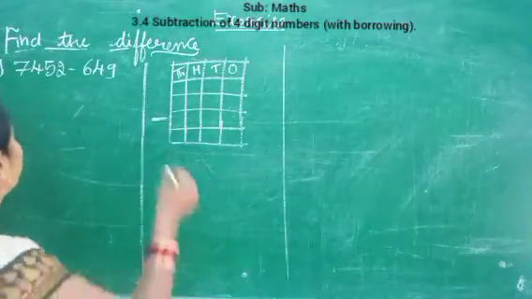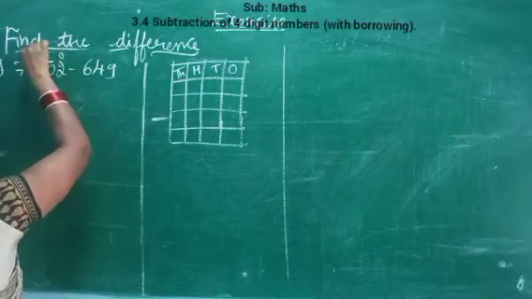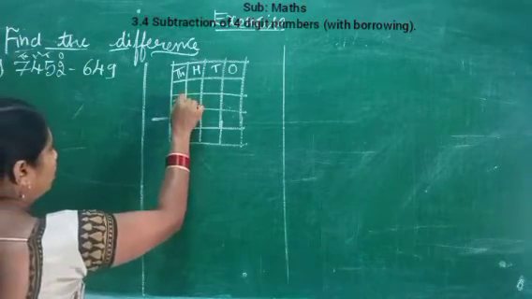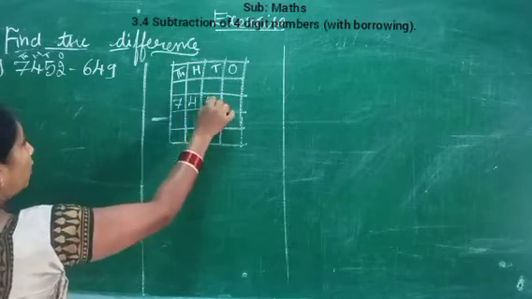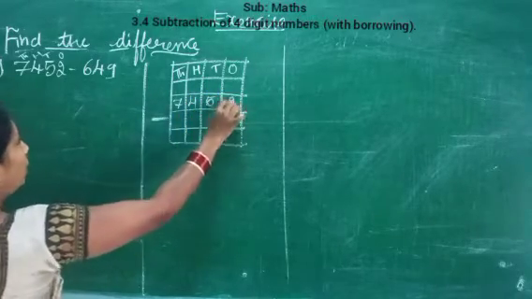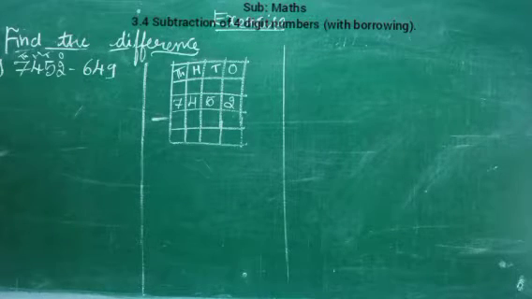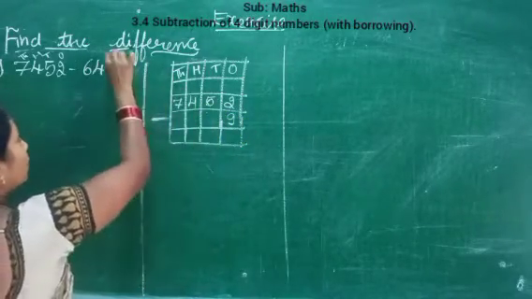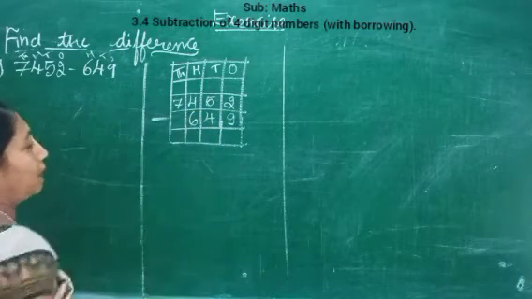Okay children. First ones, tens, hundreds, thousands. 7 is in the thousands place, 4 is in the hundreds place, 5 is in the tens place, 2 is in the ones place. Next is 649. We write 9 in the ones place, 4 in the tens place, 6 in the hundreds place.